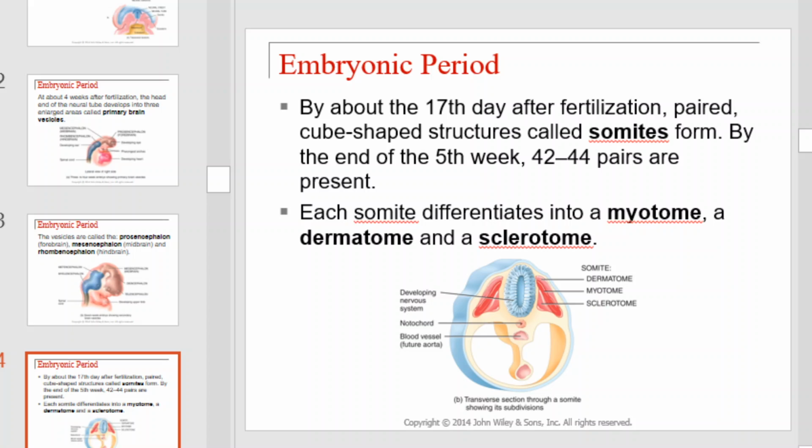By about the 17th day after fertilization, paired, cube-shaped structures called somites form. By the end of the 5th week, 42 to 44 pairs are present. Each somite differentiates into a myotome, a dermatome, and a sclerotome, as illustrated in this diagram.